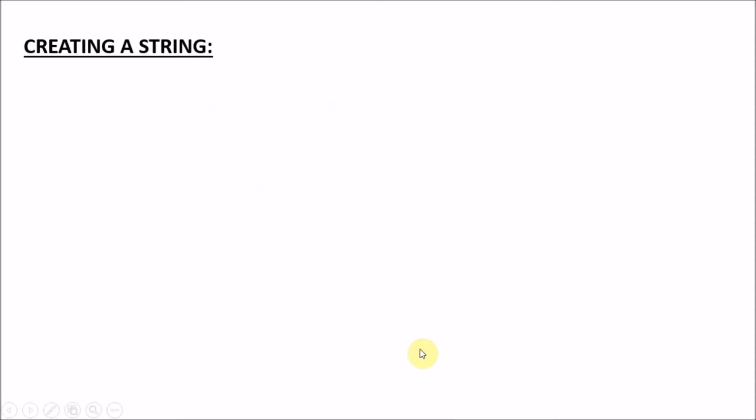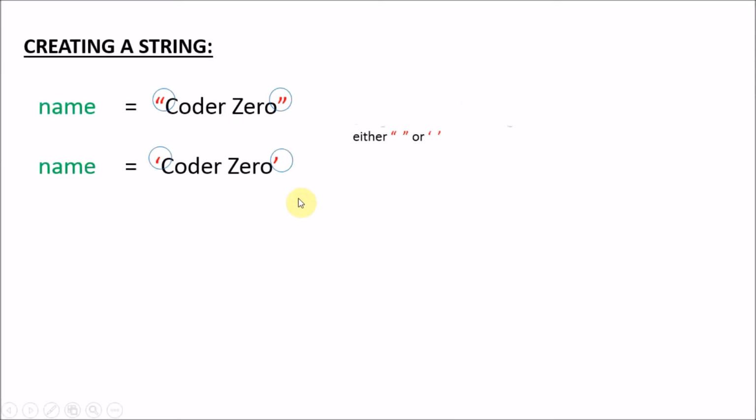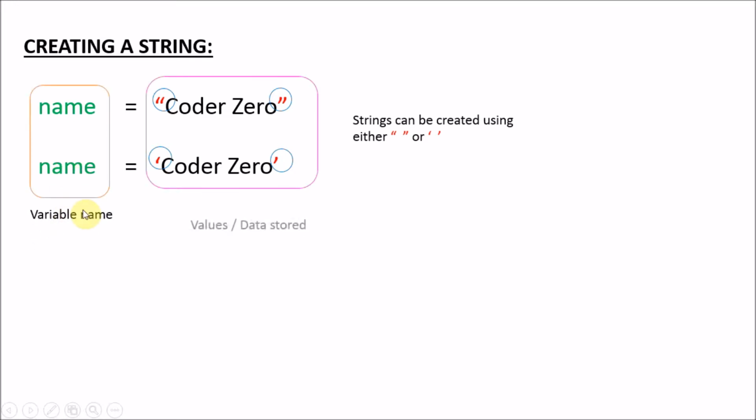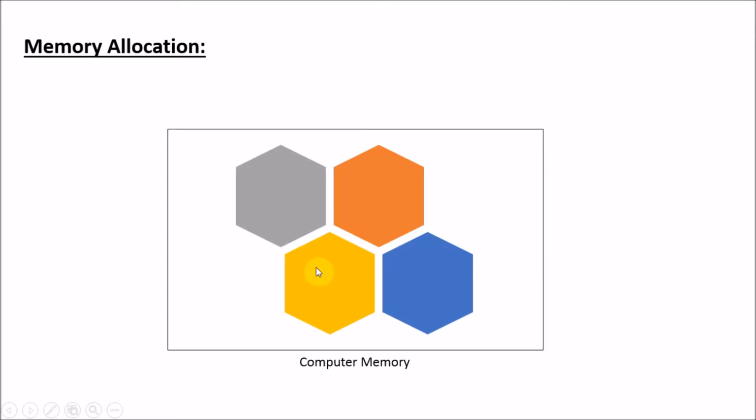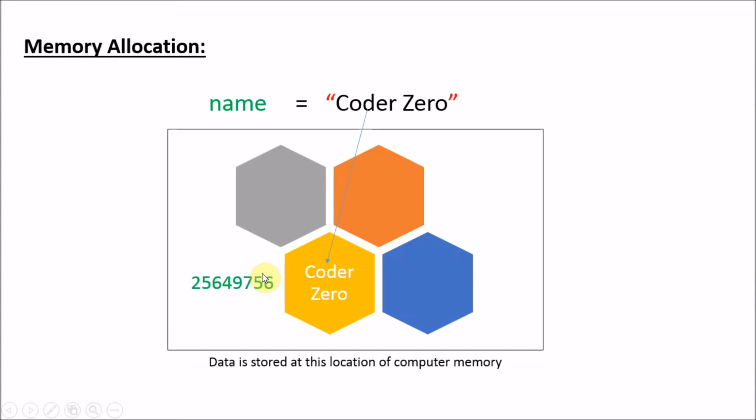Like the definition said, a string can be created with either double quotes or single quotes. Here, this is the variable name and this is the data stored, right? When you give a string to the computer, it will store the string at some location, then create an address for that location, and now the variable refers to that address. We discussed this in the previous video, you can check that out.